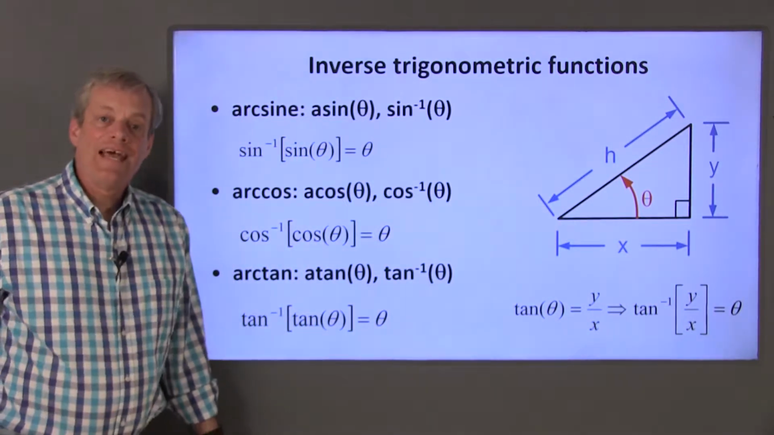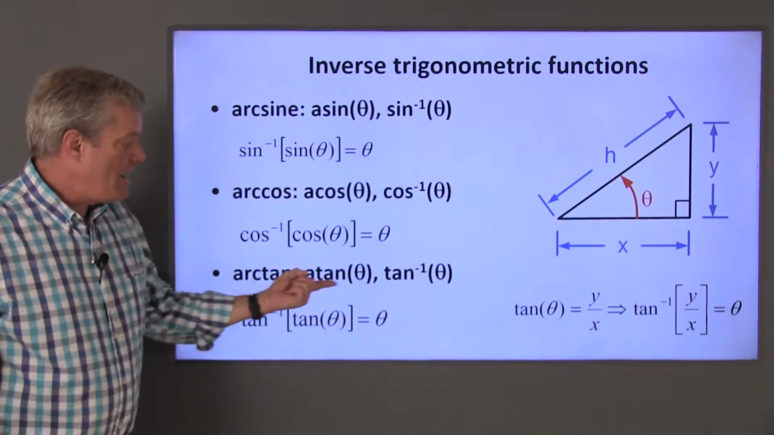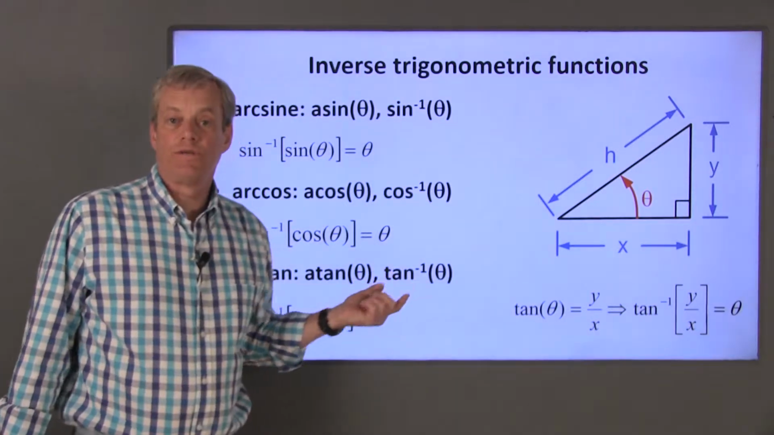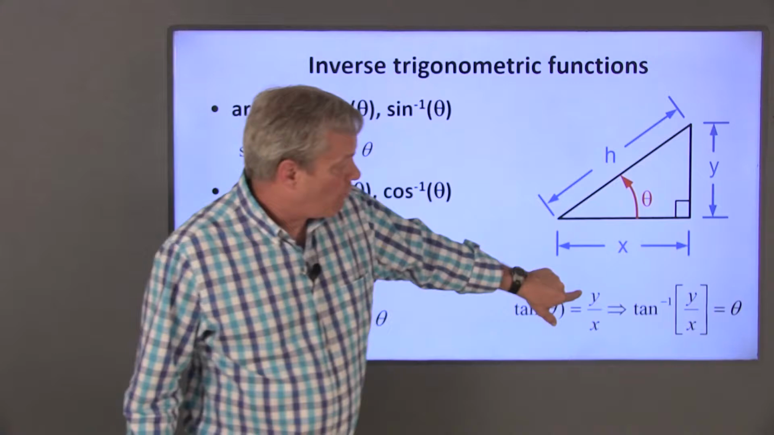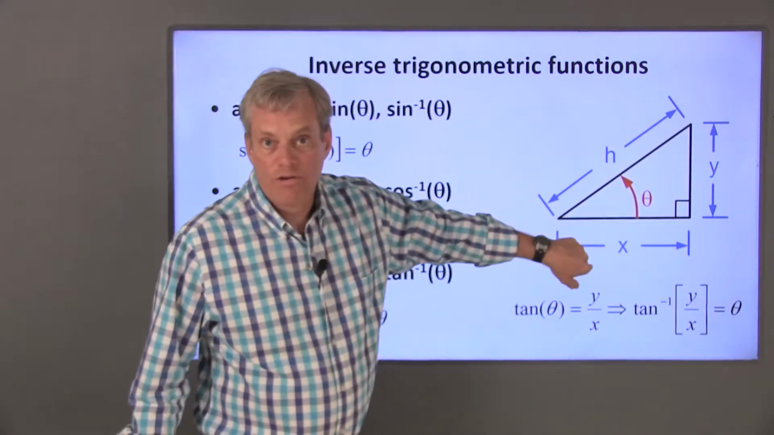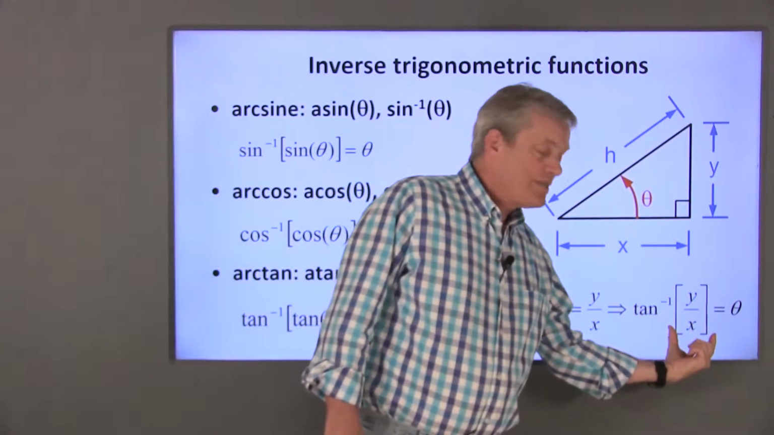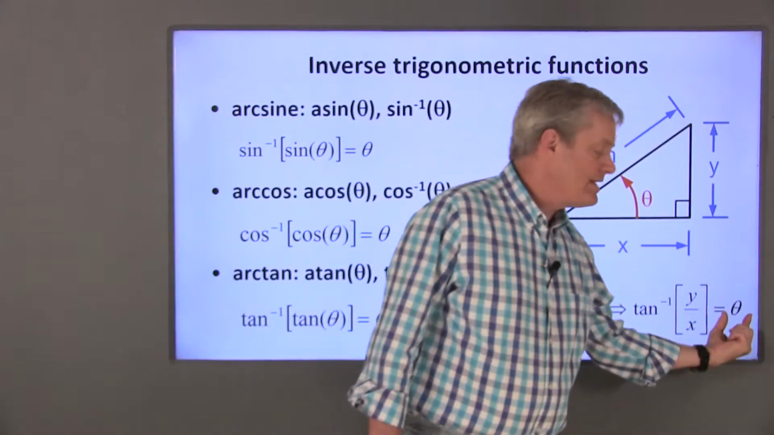Finally, the arctangent is abbreviated as either a-tan or tan inverse. In terms of the sides of a right triangle, the tangent of theta is y divided by x, the opposite over adjacent, so the inverse tangent of y divided by x is the angle theta.